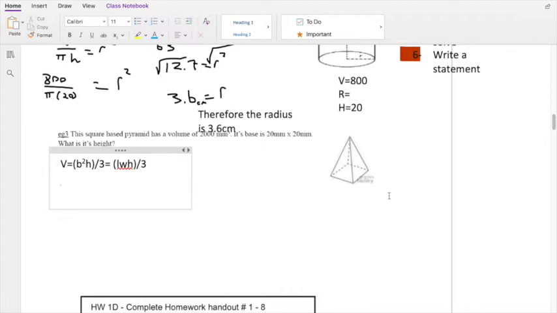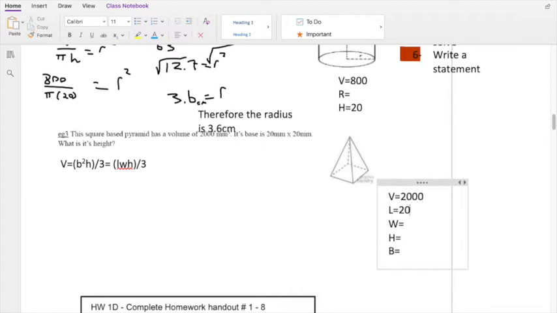So, first thing I'm going to do is I'm going to list everything. Volume equals, I like length times width personally. Width equals and height equals, I'll even put base in here just to satisfy everyone. So it says the volume is 2000. My length is 20, my width is 20. My height is question mark, and my base, if I'm using base, I'll put 20 in there as well. So now I have to go rearrange my equation.